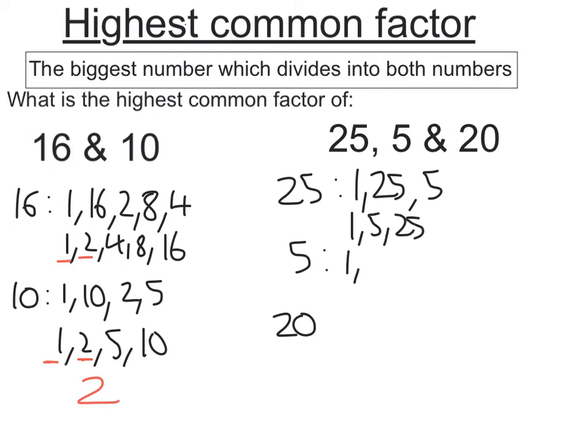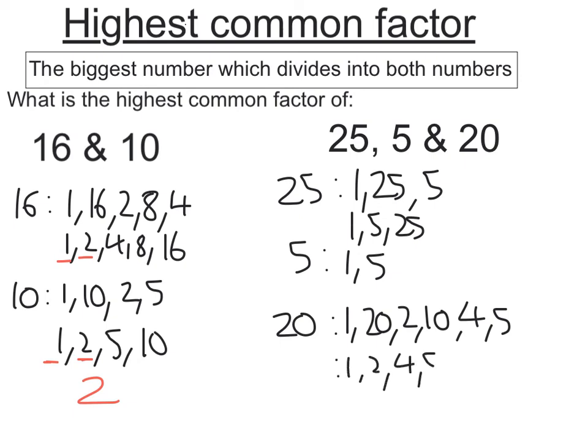For 5, well 1 and 5, obviously. 2 doesn't divide into it, 3 doesn't, 4 doesn't, so it's only 1 and 5. For 20, we've got 1 and 20, 2 and 10, 3 doesn't divide into it, 4 does, 4 and 5. And as the next one will be 5, that must be all that's left there. So we've got 1, 2, 4, 5, 10, 20.